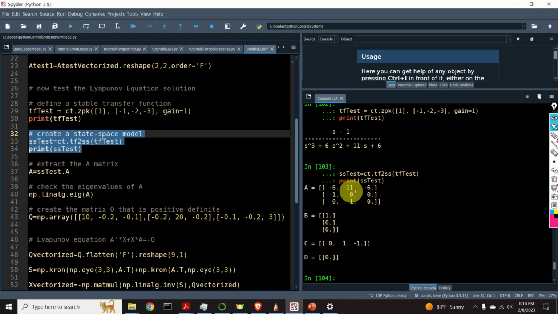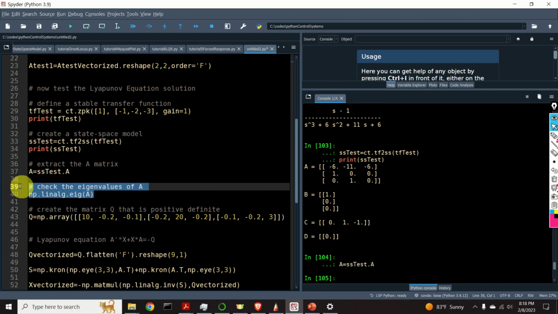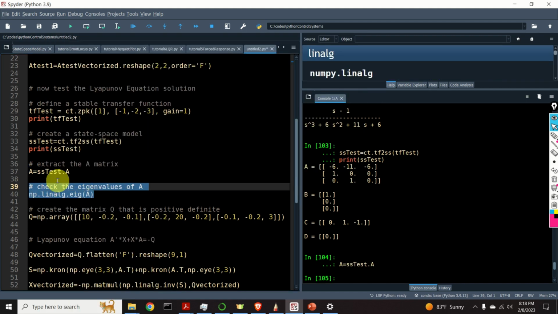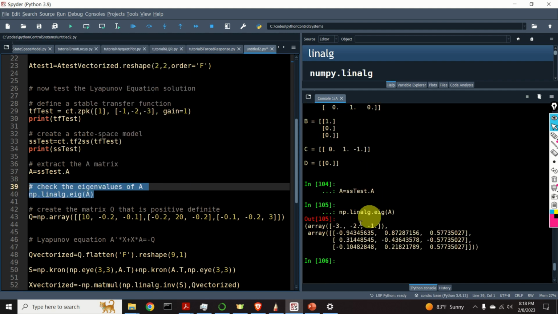Here's my state space model, and I will take this matrix A from this state space model, and I know that this matrix A is stable. Consequently, my Lyapunov equation will have a unique solution, and that solution X will be positive definite and symmetric. Okay, so let's extract our A matrix, and let's check the eigenvalues of our matrix A to make sure that the matrix A is actually stable. That is, that all its eigenvalues are strictly in the left half of the complex plane.